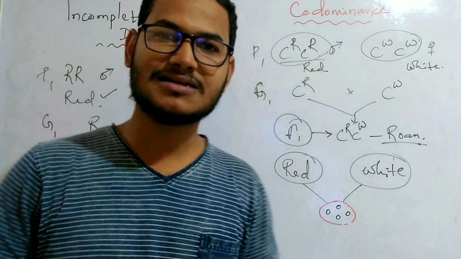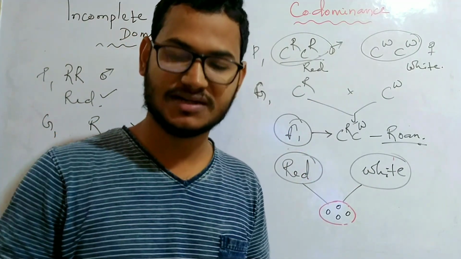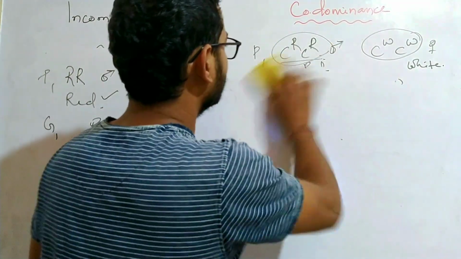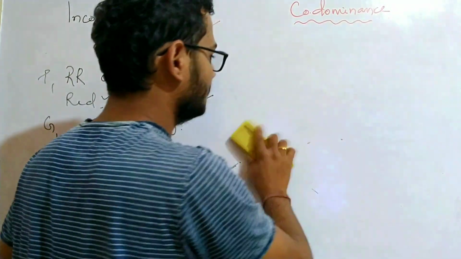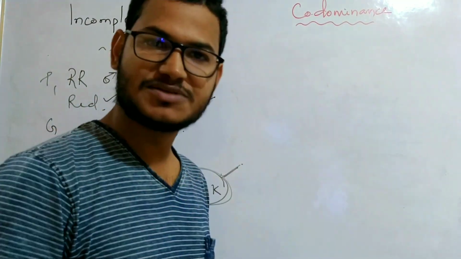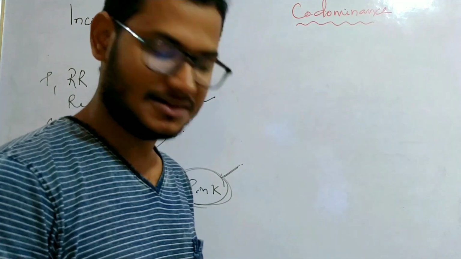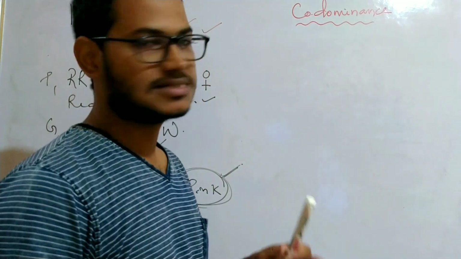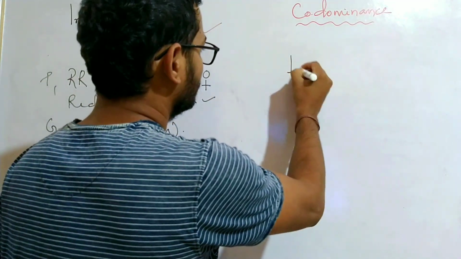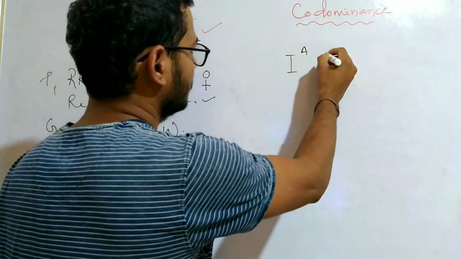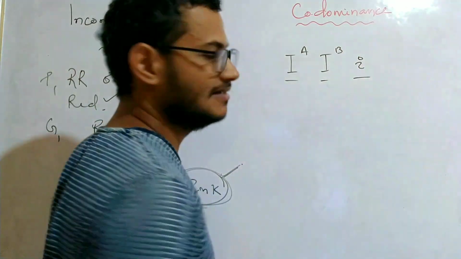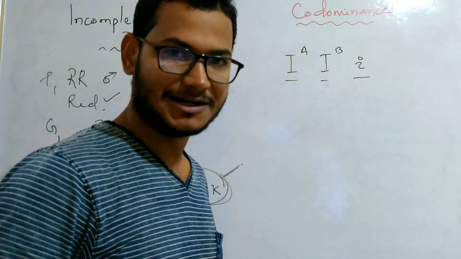So we can take another example of codominance, that is the blood group in humans. Let's see the AB blood group. What will happen in the AB blood group? The blood group has three types of multiple alleles. We will study multiple alleles in detail in my next classes. So we have IA, IB and small i. These are the three alleles present in our blood group.